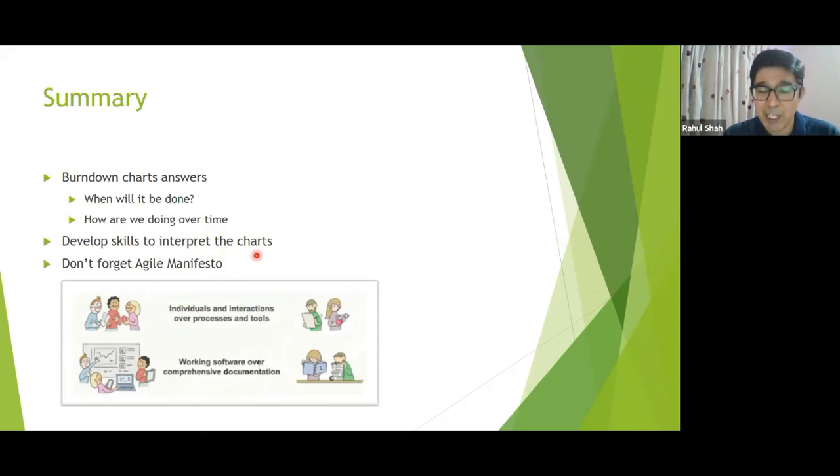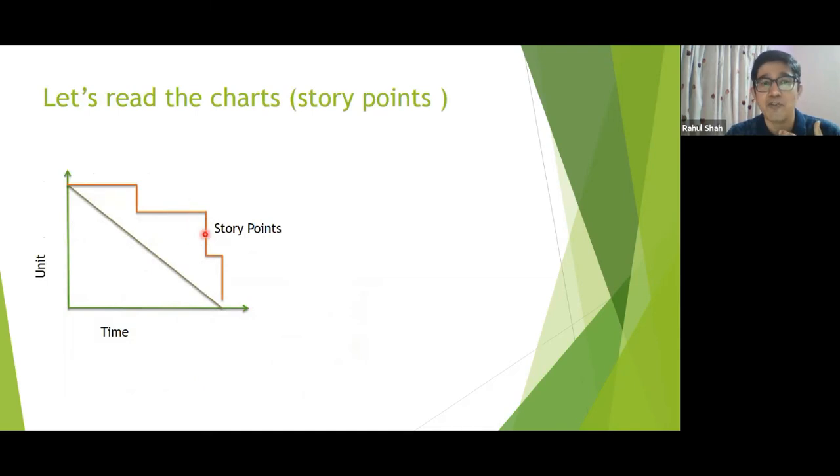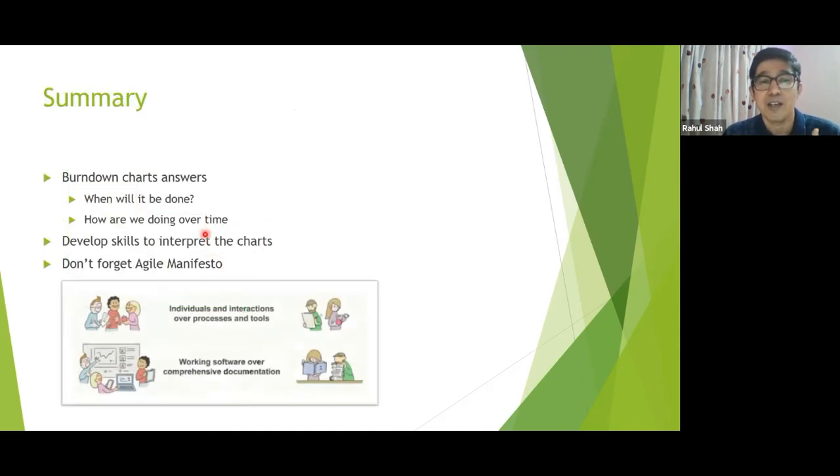With that, I'm ending. I hope you enjoyed this one. Let me summarize. The burn down chart gives answers to when this will be done and how we are doing over time. But reading the chart and interpreting the chart is completely different. And we always have to remember individuals and interactions over processes and tools, and working software over comprehensive documentation. Working software is the primary measure of progress. That's what we have to focus on.